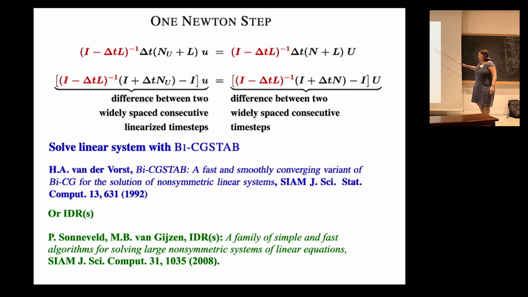So the black would have been a usual Newton step, but if, in my head, I multiply it by the red thing on both sides, then the rearrangement that we did on the previous page tells us that's the difference between two time steps. This is u of t plus delta t minus u of t. Not a real u of t plus delta t, not like the differential equation. This is delta t large: the difference between two widely spaced consecutive linearized time steps. So this is the equation you have to solve.